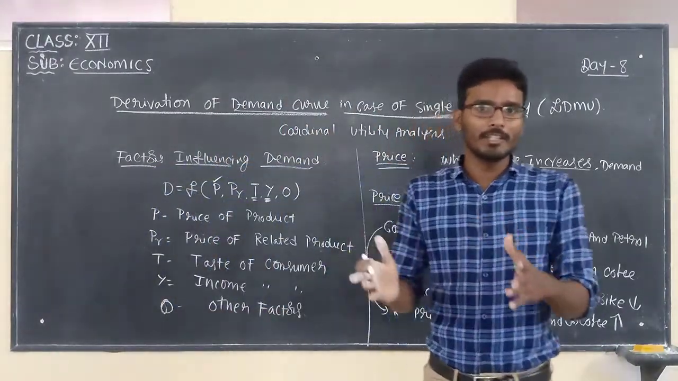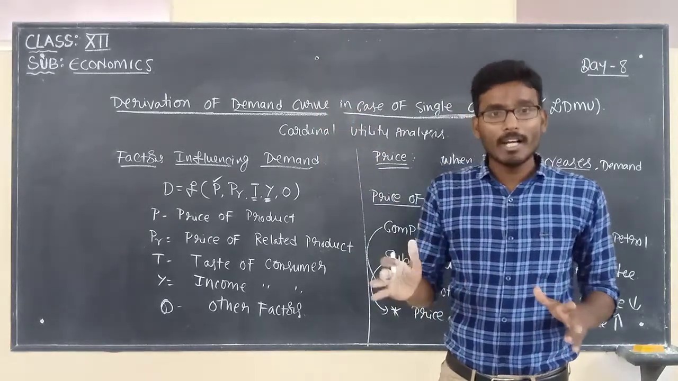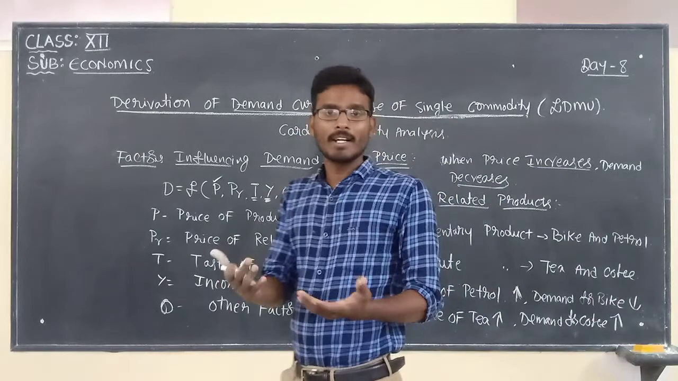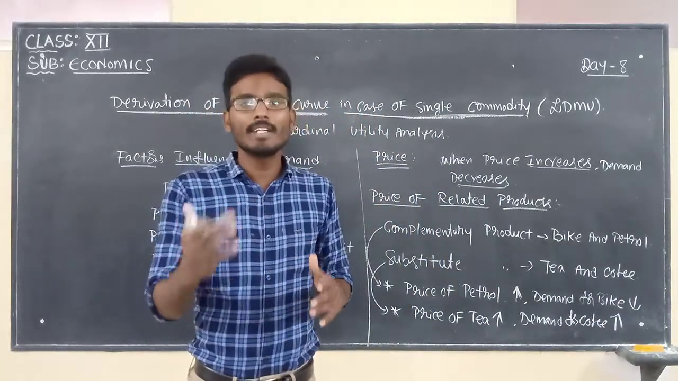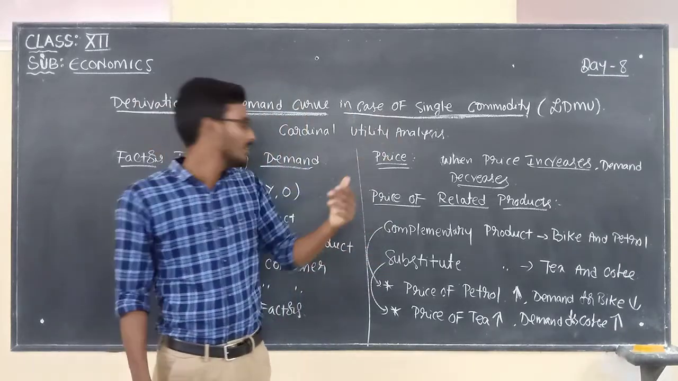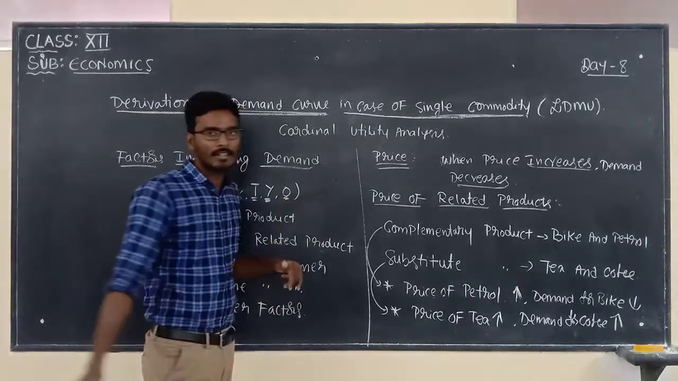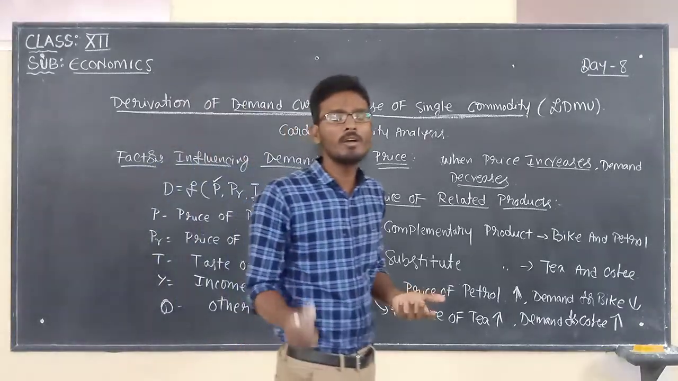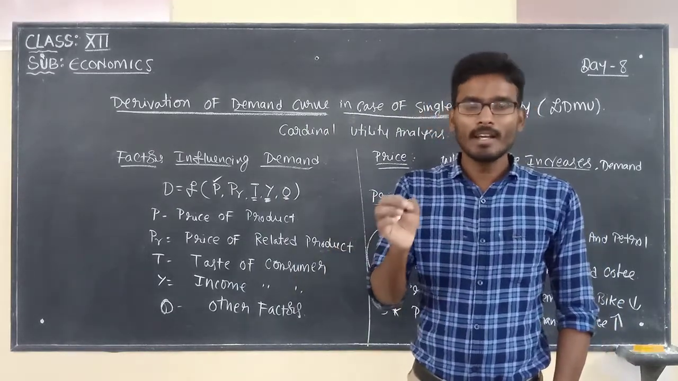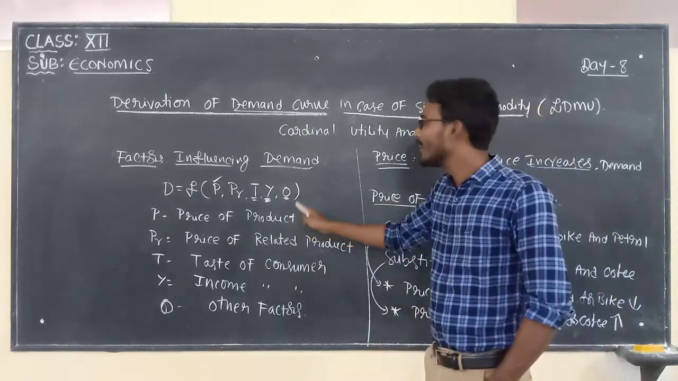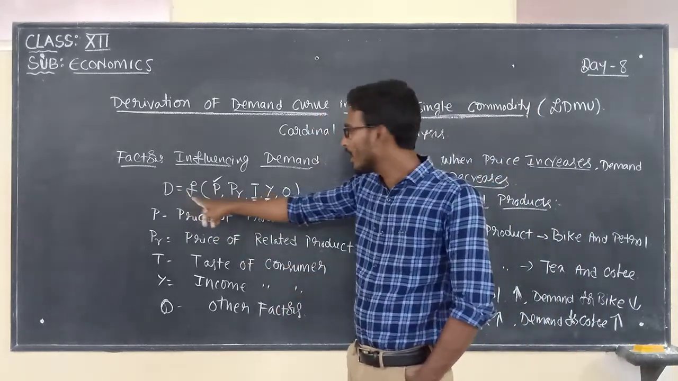And after that, income of the consumer. There is a direct relationship. When income increases, demand also increases. Why? Because whenever I get more income, I am able to spend more money on the product. That is the reason why when income increases, demand also increases. Finally, other factors like population and geographical area also come under consideration. These are the major factors influencing the demand of a particular product.